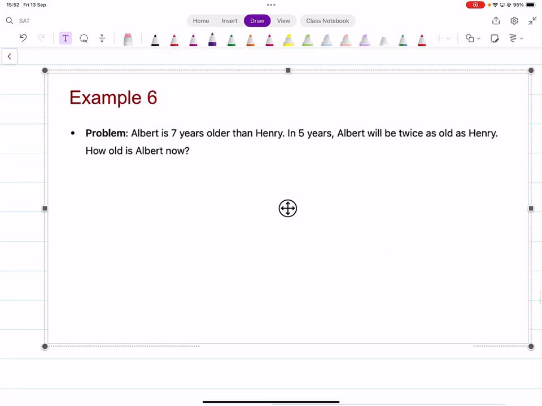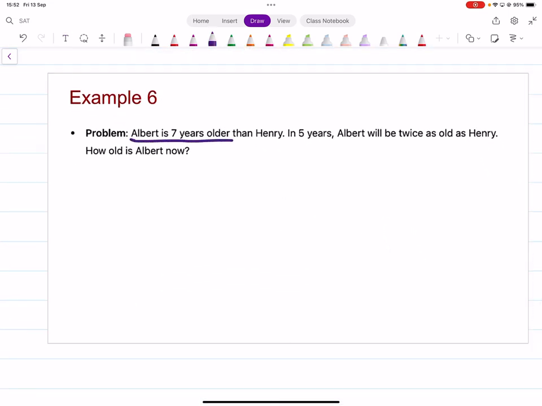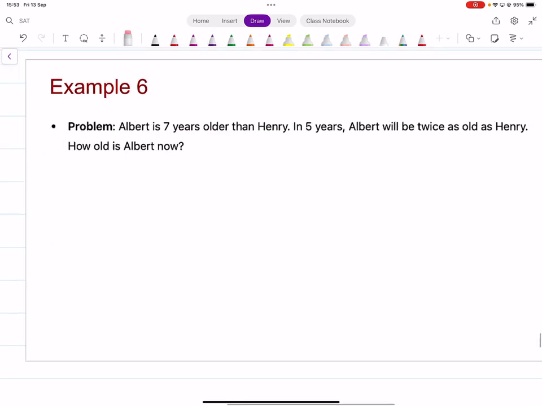Albert is 7 years older than Henry currently. After 5 years, he will be twice as old as Henry. 5 साल बाद ही होगा. अभी की एज निकालने के कारण उसका. Okay, so you can say Henry's current age is X as well, Roma. You can also start like this. Henry की age X assume कर लें.